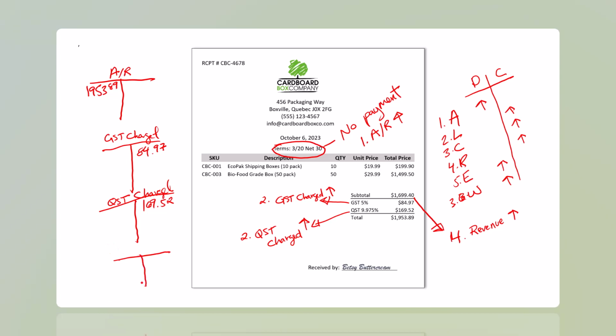Now we need to track how we made the money. So this is going to be our revenue account. So of the $1953.89, $1699.40 is ours, right? And right now we're just using a revenue account. Normally we'd specify what this was, but this is just a demo.